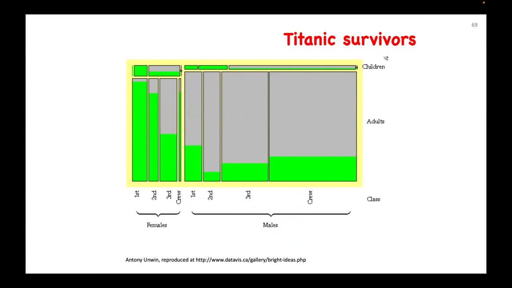Again, for certain things, it can be very useful to illustrate what's going on. So, oh look, here, what we see is first and second class children seem to do pretty well. Third class children didn't. And you can do all sorts of other things there.